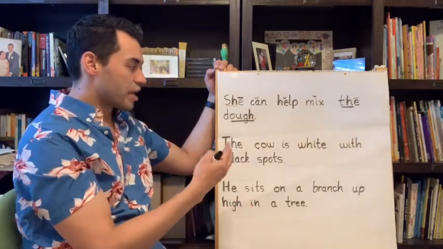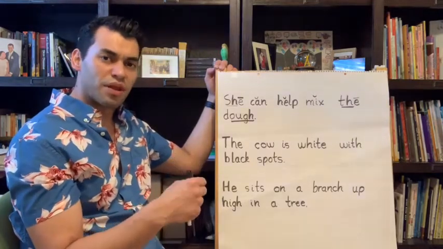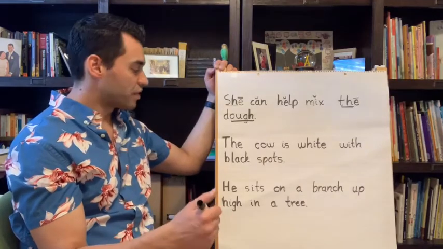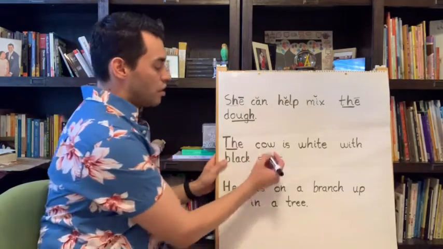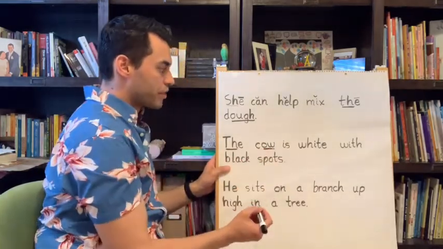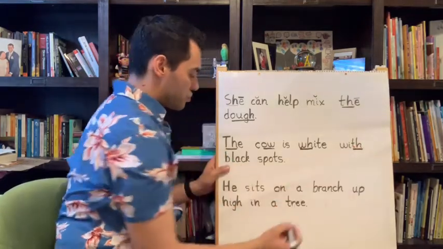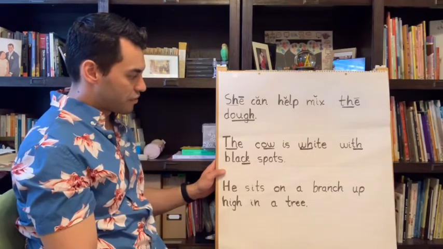The next sentence, again, I would have the children first underline any multiple letter phonogram that they might recognize, and then we'll go back and do the vowels. So once again, we have TH right here, which I underlined, OW right here, WH right here, CH over here, CK right here. Perfect, right?